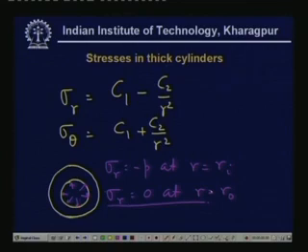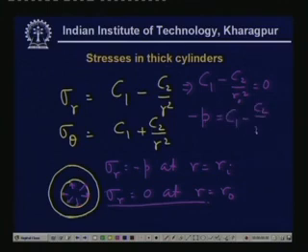first, let us say, then we get C1 minus C2 by r0 square is 0, and if you use this expression, then we get minus p equal to C1 minus C2 by ri square. Now, using these two equations, what we get is the following.